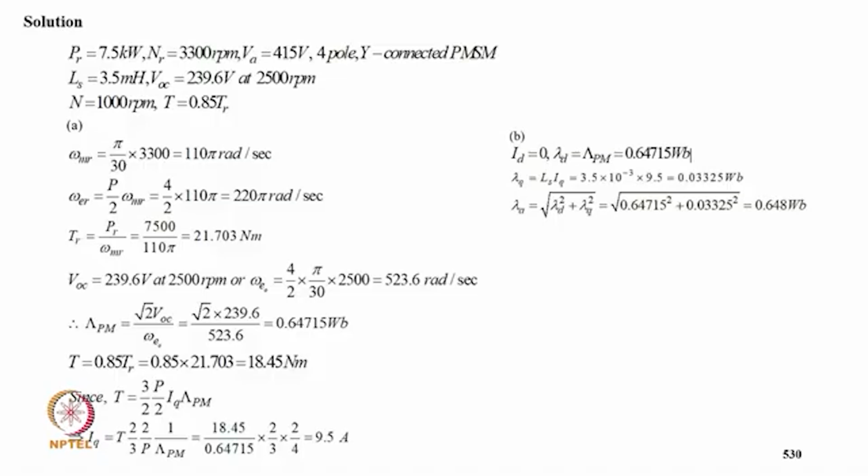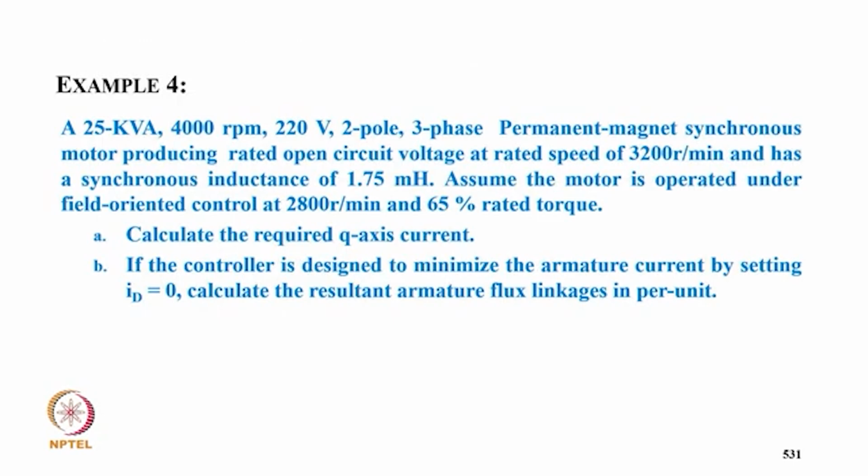So the flux linkage is root 2 VOC upon omega E, so it comes 0.64715 Weber, and T equal to 0.85 TR, that is 18.75. Putting this, we get IQ equal to 9.5 ampere, and ID equal to 0, so lambda equal to lambda PM, lambda Q equal to LS IQ, and lambda equals under root lambda D square plus lambda Q square, it comes 0.648 Weber.